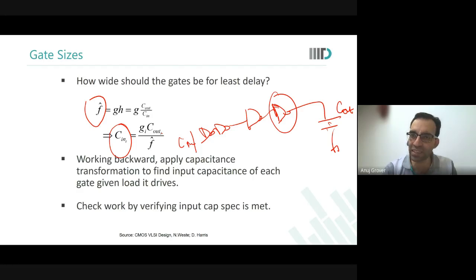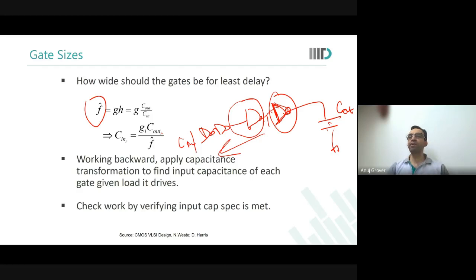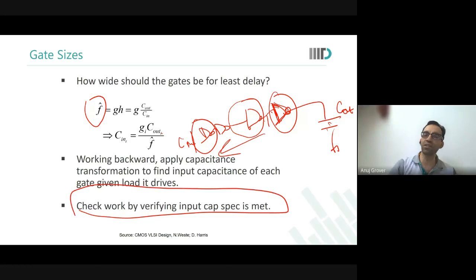So basically, the C in of this particular gate I can estimate by using this formula. Then the C in is the C out for the previous stage, and I can go backwards and arrive at the sizing of the entire chain. When we come to the first stage, we simply check if the specification is being met or not. It would usually be met, if you're using the right formula.